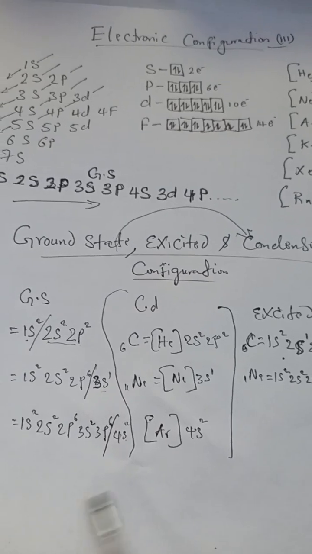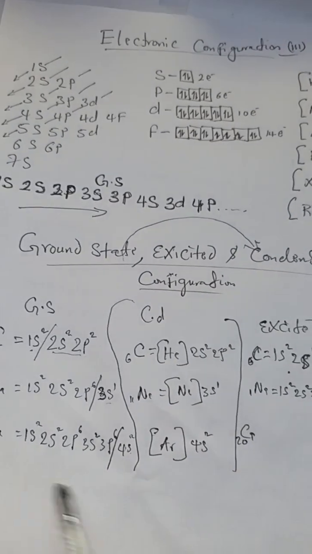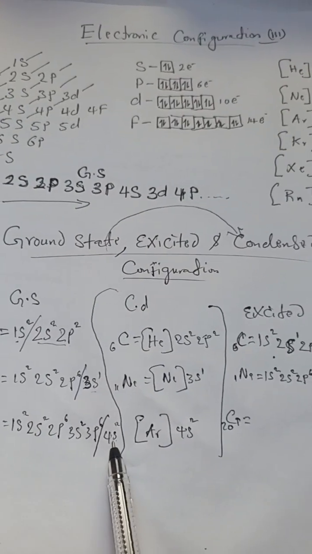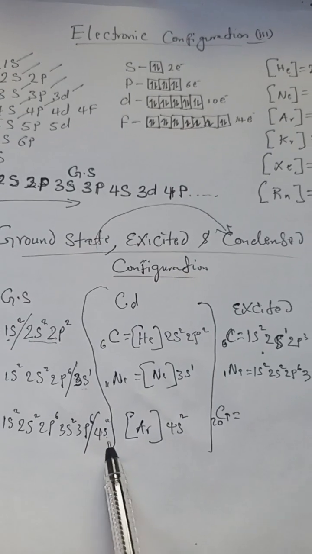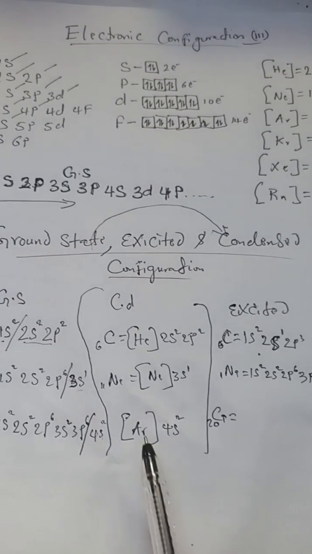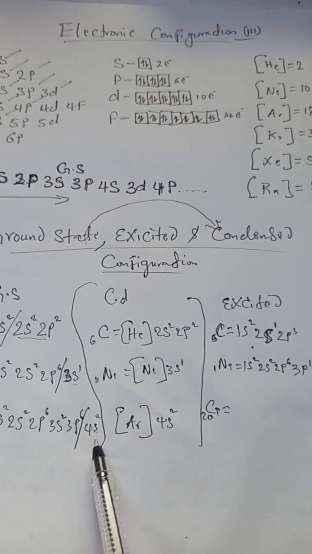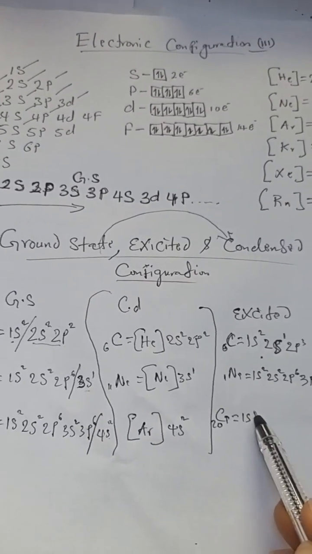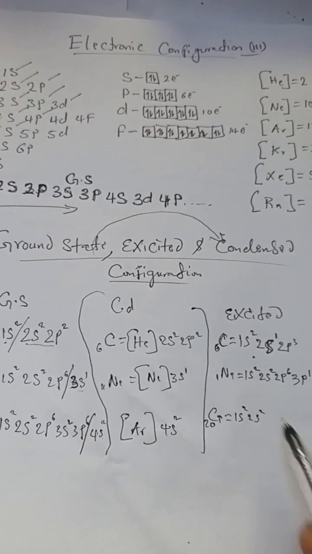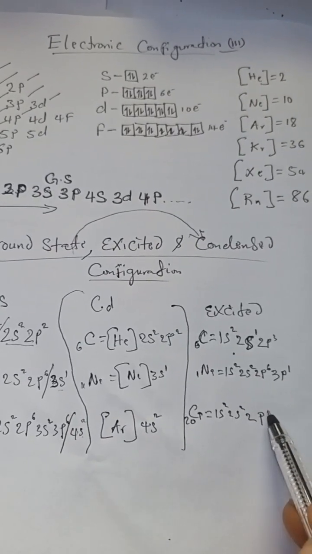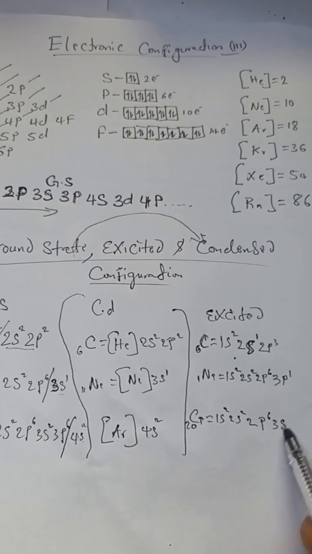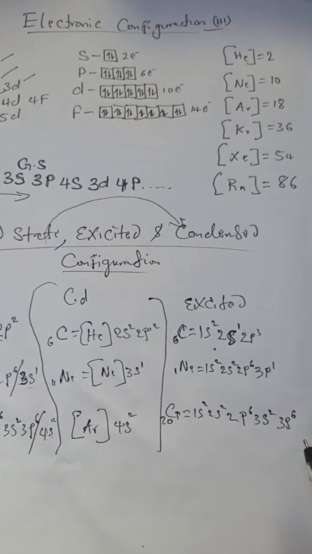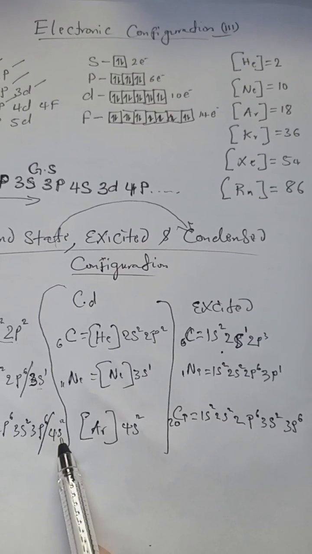Look at calcium now. Calcium 20. We are supposed to have 1s2 like this. By the time we reach this last s orbital, it will jump from this lower energy level. S is lower than p, p is higher than s, so it will jump to the next orbital. So that we now have 1s2, 2s2, 2p6, 3s2, 3p6.